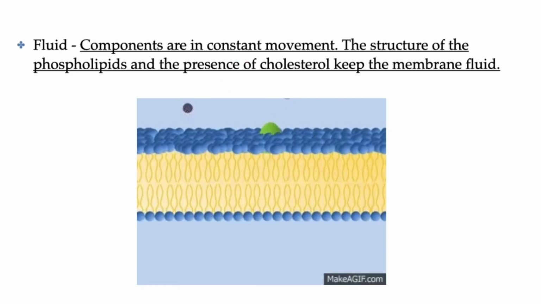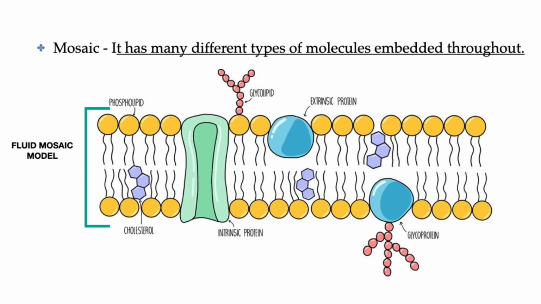So let's start with the word fluid. The cell membrane is fluid because the phospholipids and the proteins that are embedded between them are free to move. The components of the plasma membrane do not stay in one place. They are in constant motion. So this fluidity is due to the structure of the phospholipids and is also helped along by the presence of cholesterol molecules. The plasma membrane is a mosaic because it has many different types of molecules embedded throughout.